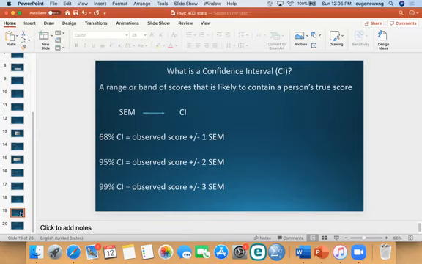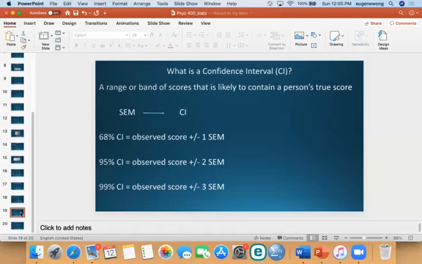Regardless, confidence intervals are impacted by the standard error. The bigger the standard error, the bigger the confidence interval. The smaller the standard error, the smaller the confidence interval. Okay, so calculating confidence intervals is actually pretty straightforward because all we have to do is take the person's observed score, in other words, the score that we have for the person today, and we're going to add and subtract a certain amount of the standard error of measurement.